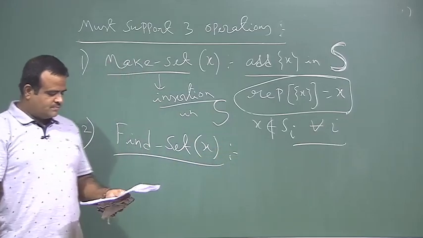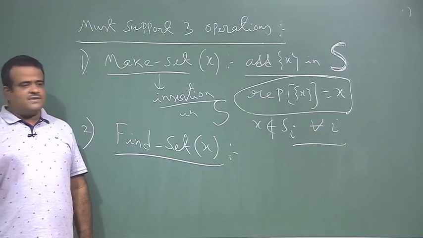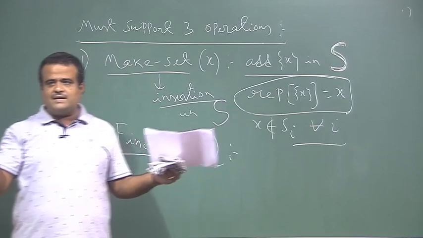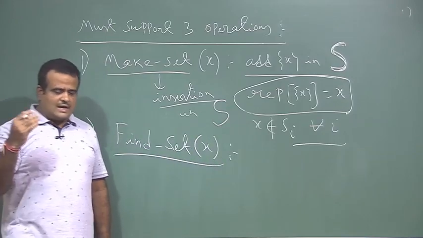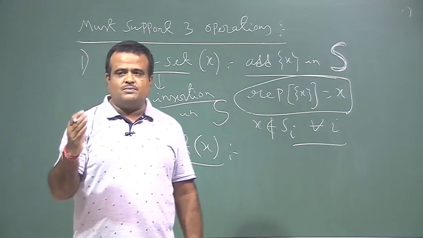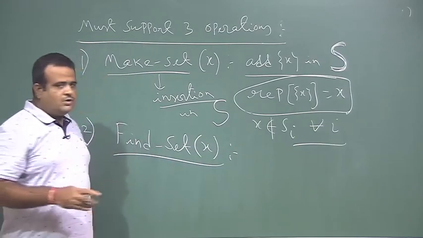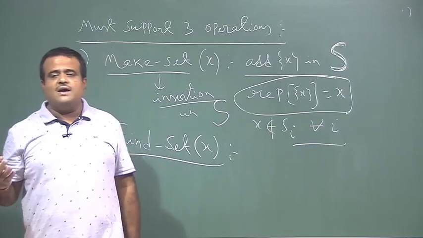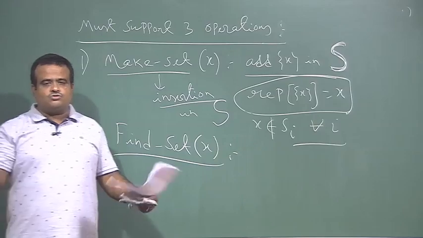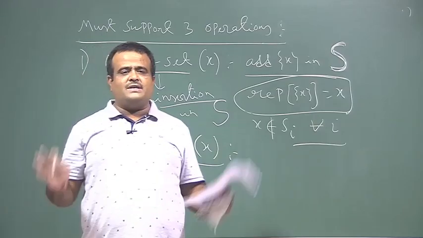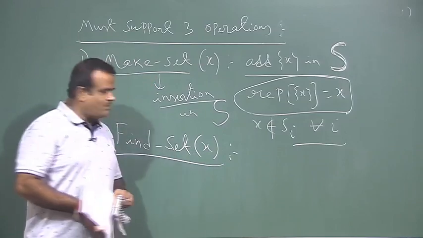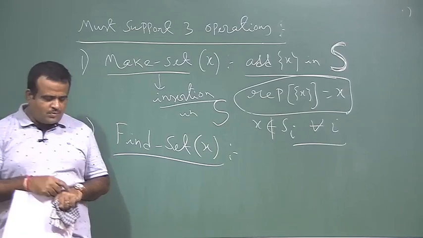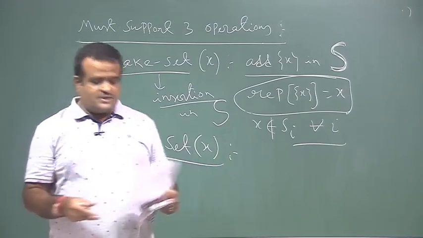Find set operation means we are given an element x. So x must belong to some set. We want to return that set, to say x belongs to this set. In order to return the set, we just return the representative element of the set. We want to say x belongs to the set whose representative element is this. So that is the find set operation. We want to find the set where x belongs. So for that, this operation must give us the representative element of the set.